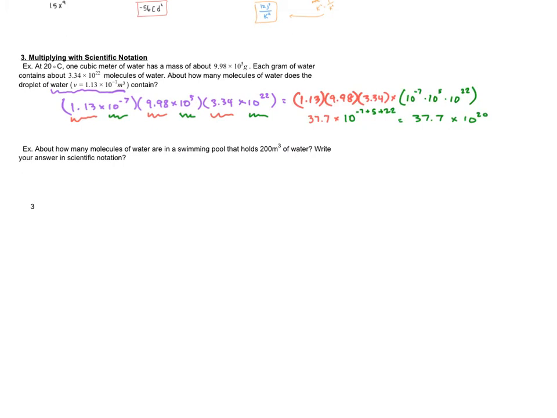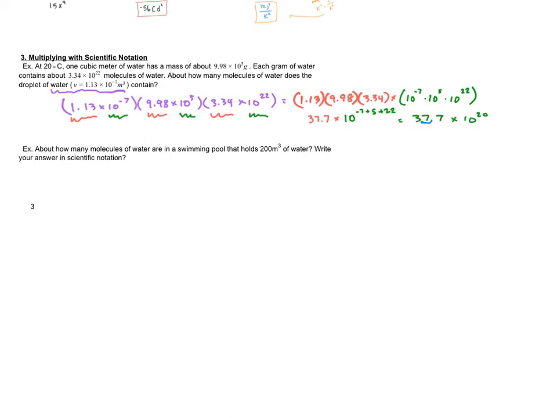Okay, so as we do some multiplication here, I've taken my numbers and I'm going to multiply them all together, times now my like bases. I'm going to multiply them together. So I end up with 37.7 times 10 to the negative 7 plus 5 plus 22. And that is going to give me 37.7 times 10 to the 20th. Well, it's not in scientific notation now because we have a 37 versus 3.7.